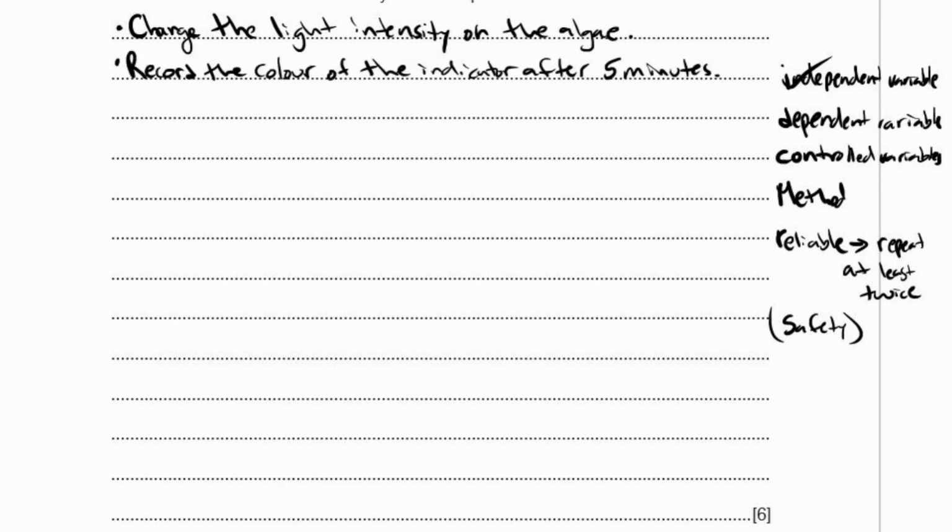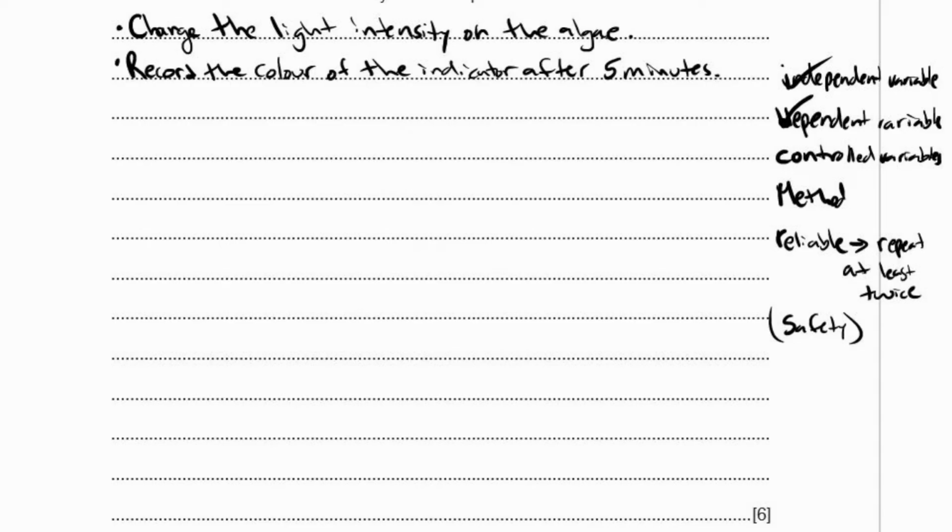Okay, so let's begin. First of all, if you're investigating the effect of light intensity on photosynthesis, you probably want to change the light intensity on the algae. So change the light intensity on the algae, and that is the independent variable. Check. Okay, what's the dependent variable? That is, you're going to record the color of the indicator. And you want to say when you want to record it. So record the color of the indicator after 5 minutes. Choose an amount of time that you think would be reasonable, maybe 10 minutes. I don't know, choose a time that sounds reasonable. So that is the dependent variable.